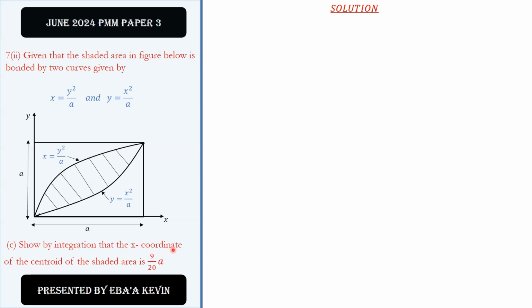Now to get the x-coordinate of the centroid of the shaded area, we are simply going to use this formula, which says that x bar equals the integral from x1 to x2 of xy dx divided by the integral from x1 to x2 of y dx, where x1 and x2 correspond to the different bounds of the integral on the x-axis. Now, in this particular formula, we have to obtain this y in the first place.